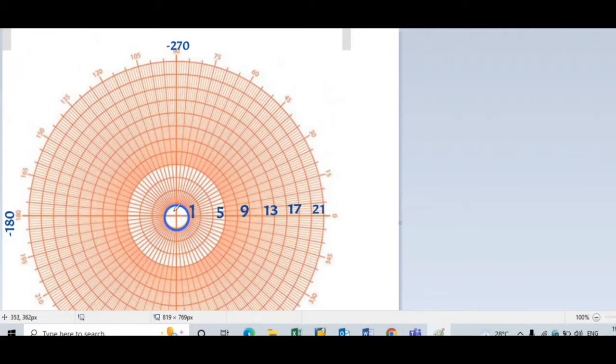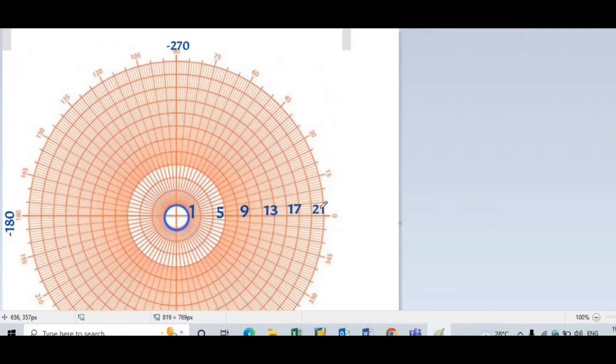Then for the next circle, I will select a gap of 2 dB. So for the next circle, the magnitude value is 3 dB. Then for the next circle, the value is 5 dB. So I have shown the magnitudes for the alternate circles. After 5, here is 7, then 9, then 11, then 13, and so on. So for this circle, the magnitude is 21 dB.